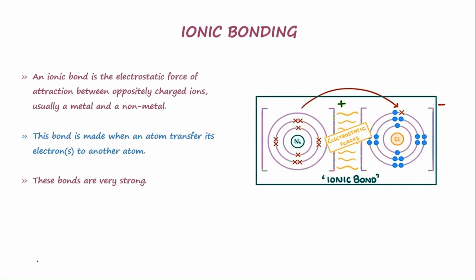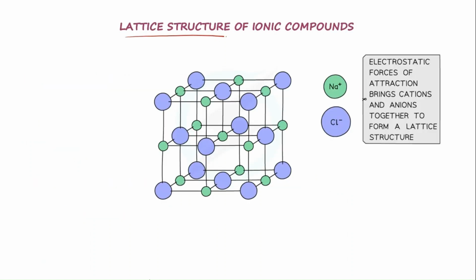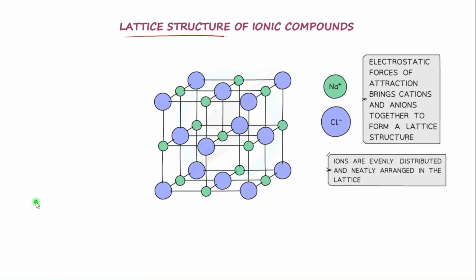Ionic bonds are very strong, and the compounds which contain ionic bonds are known as ionic compounds. Ionic compounds have a lattice structure. In this lattice structure, each positive and negative ion is surrounded by oppositely charged ions. So look at this lattice structure of sodium chloride. First of all, ions are evenly distributed in this whole lattice structure. They have equal bond lengths between them, and look at this green ball, which represents a sodium ion: it is surrounded by chloride ions in all directions.